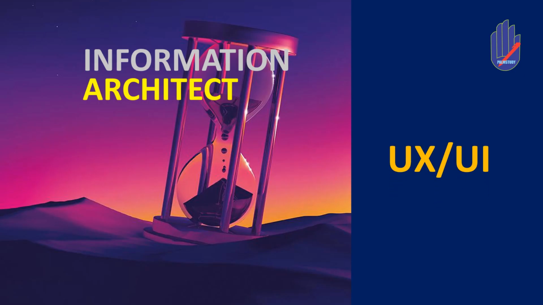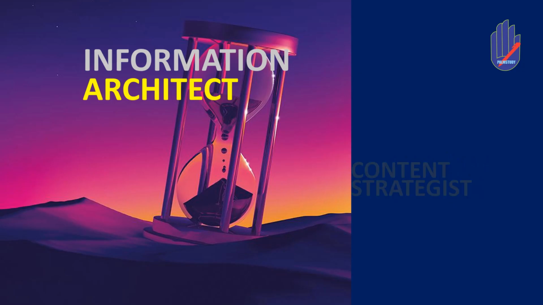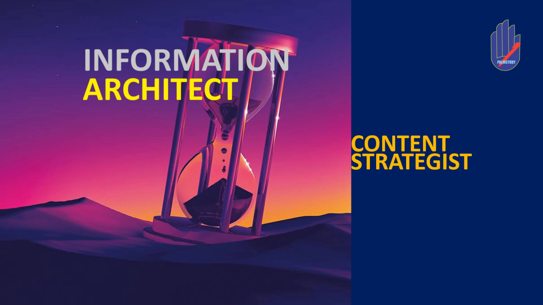Here are a few ways that an information architect might work as part of a web development crew. 1. Planning the website structure. Before a website is built, an information architect might work with the web design and development team to plan out how the website will be organized. They might create a sitemap or wireframes that show how different pages and sections of the website will be linked together.